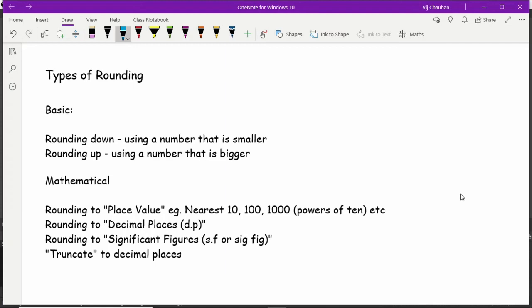So for example, if I had 3.4563, and let's say you were asked to round down to 1 decimal place. Now, a common error that people make is to think, oh, the first number after the decimal place is 4, and we're asked to round down, so we're going to round this down to 3.3. Now that is a big no-no, it's definitely wrong.